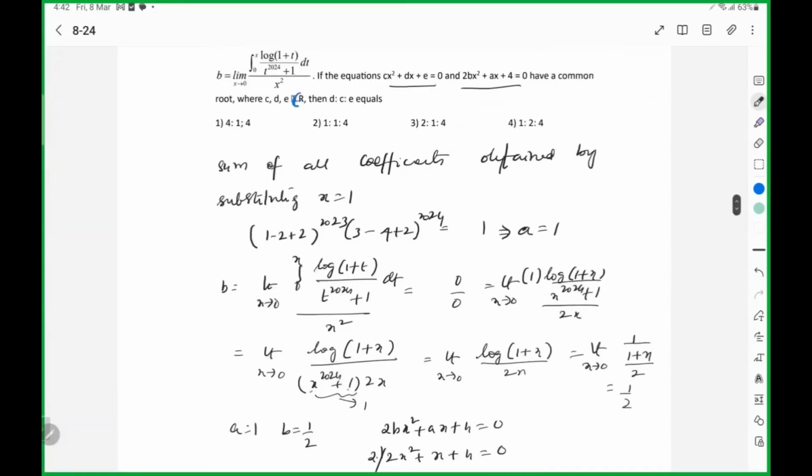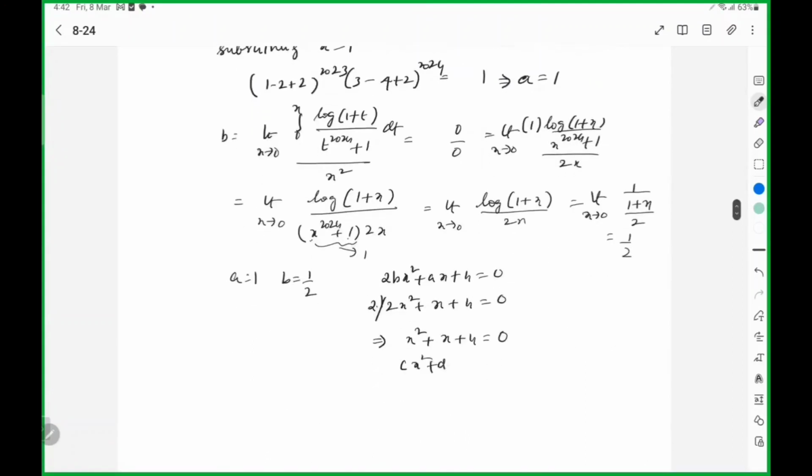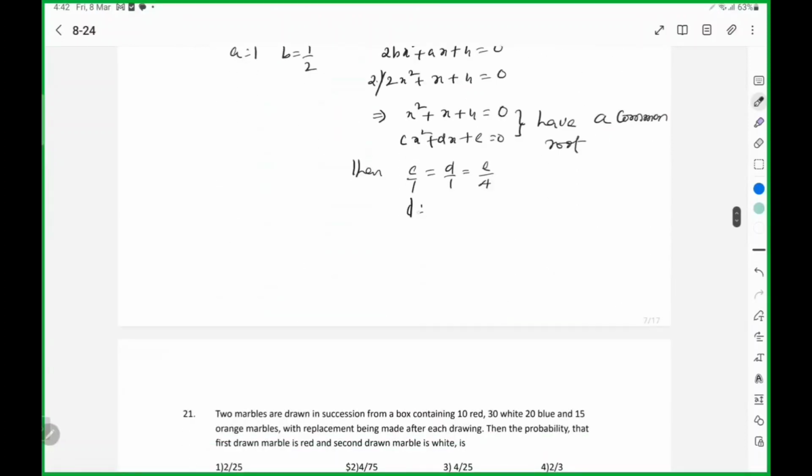He told that if this equation has a common root with cx square plus dx plus e, these two have a common root, then c by 1 equals e by 4. What is the ratio he is asking? D is to C is to E, which is E by 4 is to E, which is 1 is to 1 is to 4.